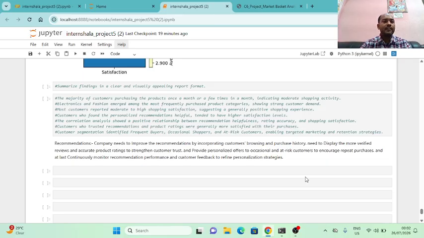And also, correlation analysis shows a positive relationship between the recommendation helpfulness, the rating accuracy and the shopping satisfaction. So customers who found the personalized recommendations helpful tended to have a higher satisfaction level, and they are the frequent buyers.